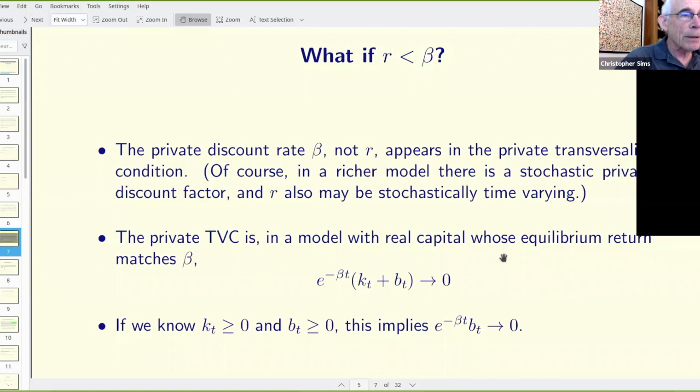In a model with real capital whose equilibrium return matches the discount rate beta, which would be the usual result in a model without uncertainty, the transversality condition is going to be e to the minus beta t times (kt plus bt) goes to 0, where k is capital holdings per capita and b is real debt holdings per capita. And this is for an individual. For the economy, you have to start taking account of the growth rate. And this is for an individual in an economy with constant population and without technological progress.